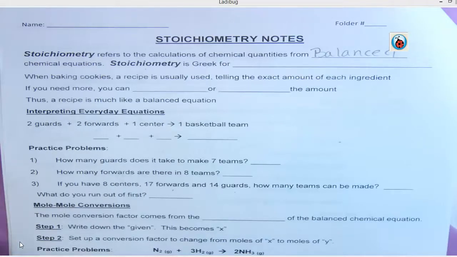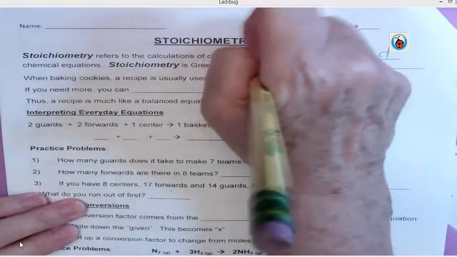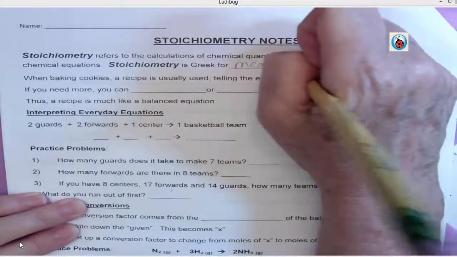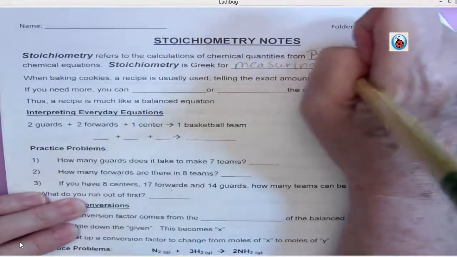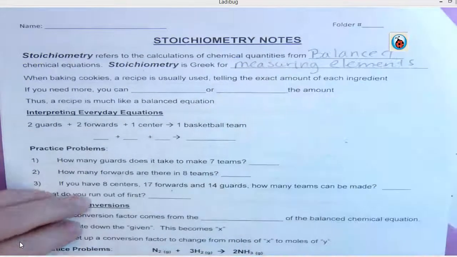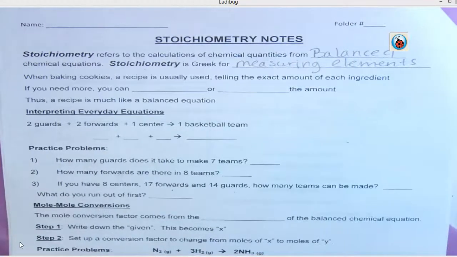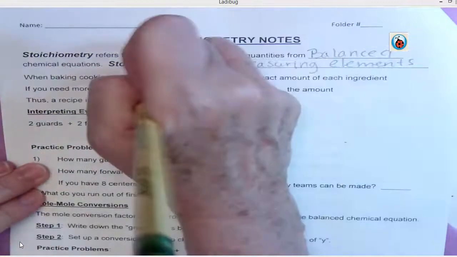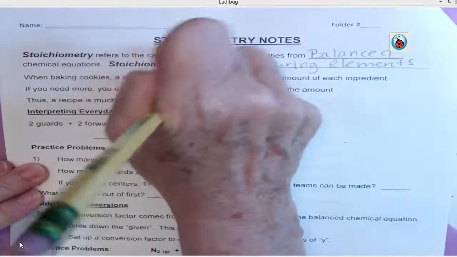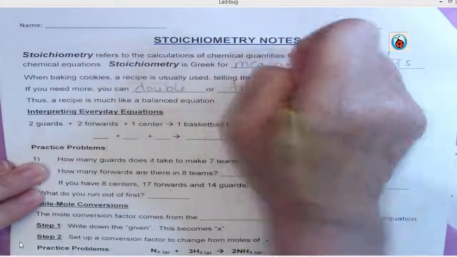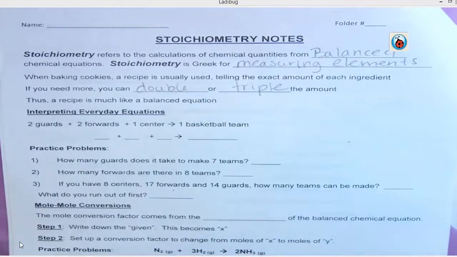Okay, stoichiometry is Greek for measuring elements. So stoichiometry is kind of like baking cookies. It's a recipe for the exact amount of each element I need. That way I can double or triple the amount I'm going to need for my reaction. So a recipe is just like a balanced equation.